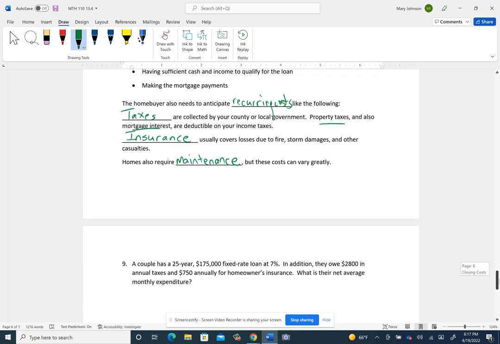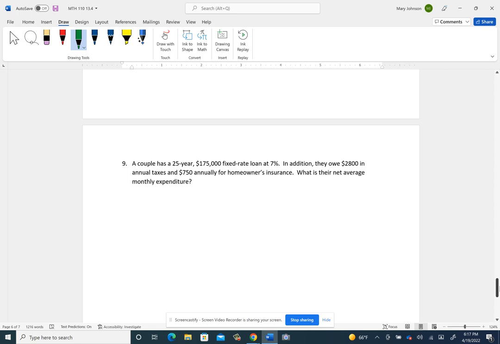All right, so now let's do one more problem. So here we have a problem where this couple has a 25-year, $175,000 fixed rate loan, 7% loan, and then they owe $2,800 in annual taxes, and they have to pay $750 a year for their homeowner's insurance. And you're trying to figure out what's their net monthly expenditure related to their house.